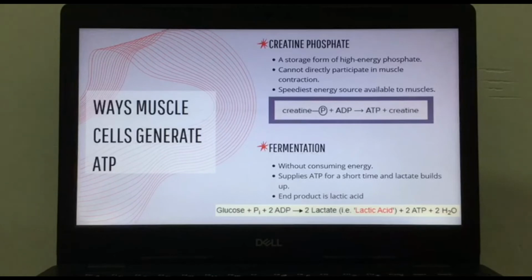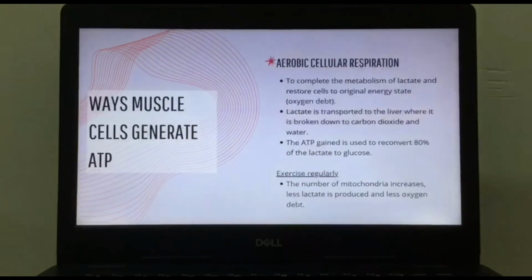So the second one, fermentation. Fermentation ni berlaku bila kita start buat aktiviti lasak yang memerlukan oksigen dengan cepat. So that's why fermentation will occur. Tapi akhir dia ada lactic acid. So, okay, lepas tu nanti ada oxygen debt.